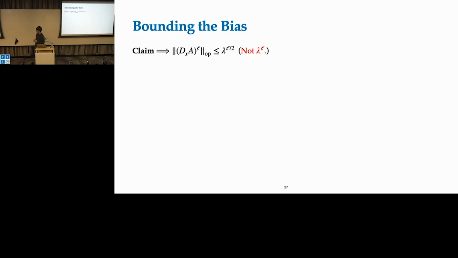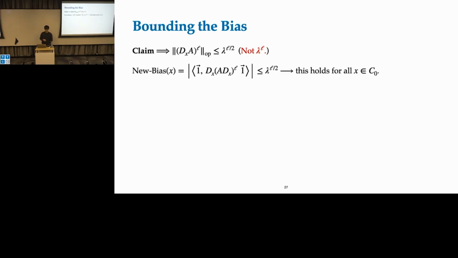So the previous claim implies that the operator norm of dA to the power L is at most lambda to the L over 2, and this is not lambda to the L. So we use this to bound our new bias. The new bias, this quadratic form, we can bound using the operator norm of the matrix inside. And this gives us lambda to the L over 2. This holds for all vectors in the base code. So this is the bias of the new code.